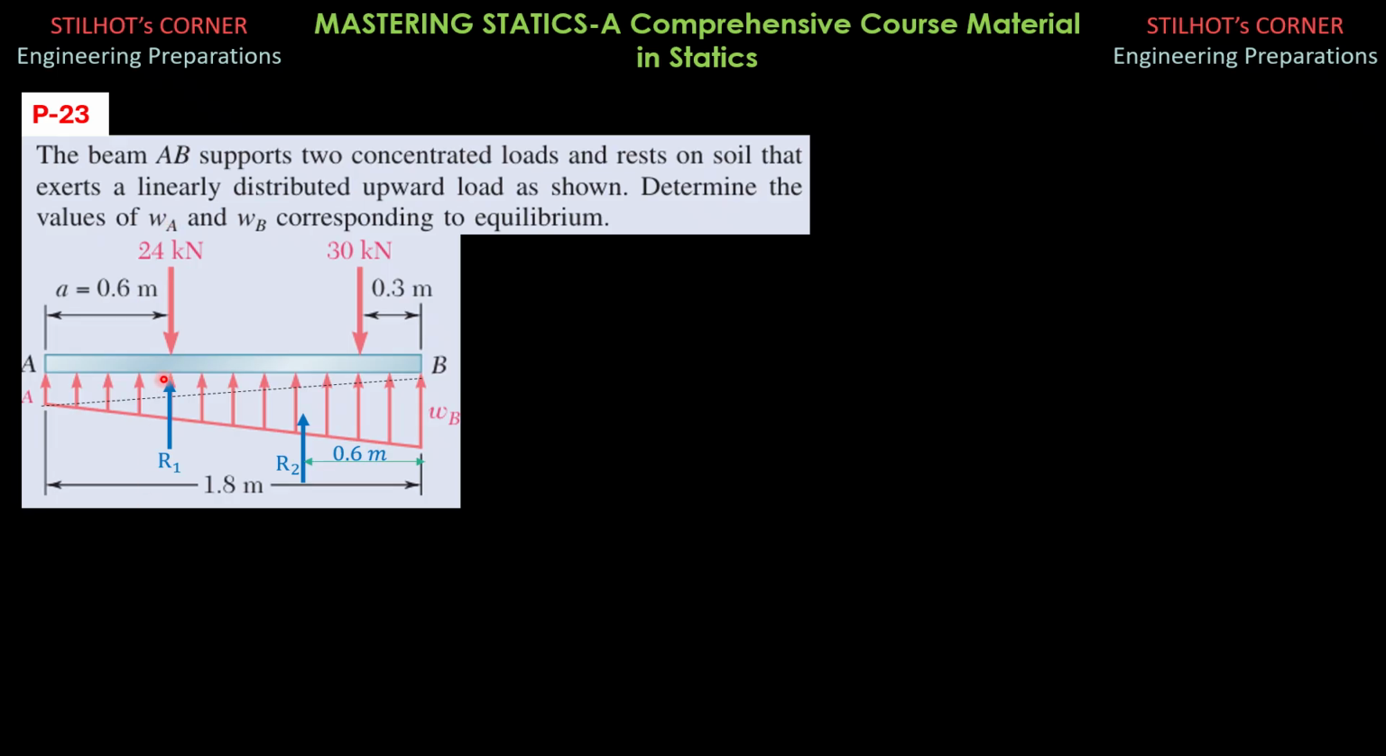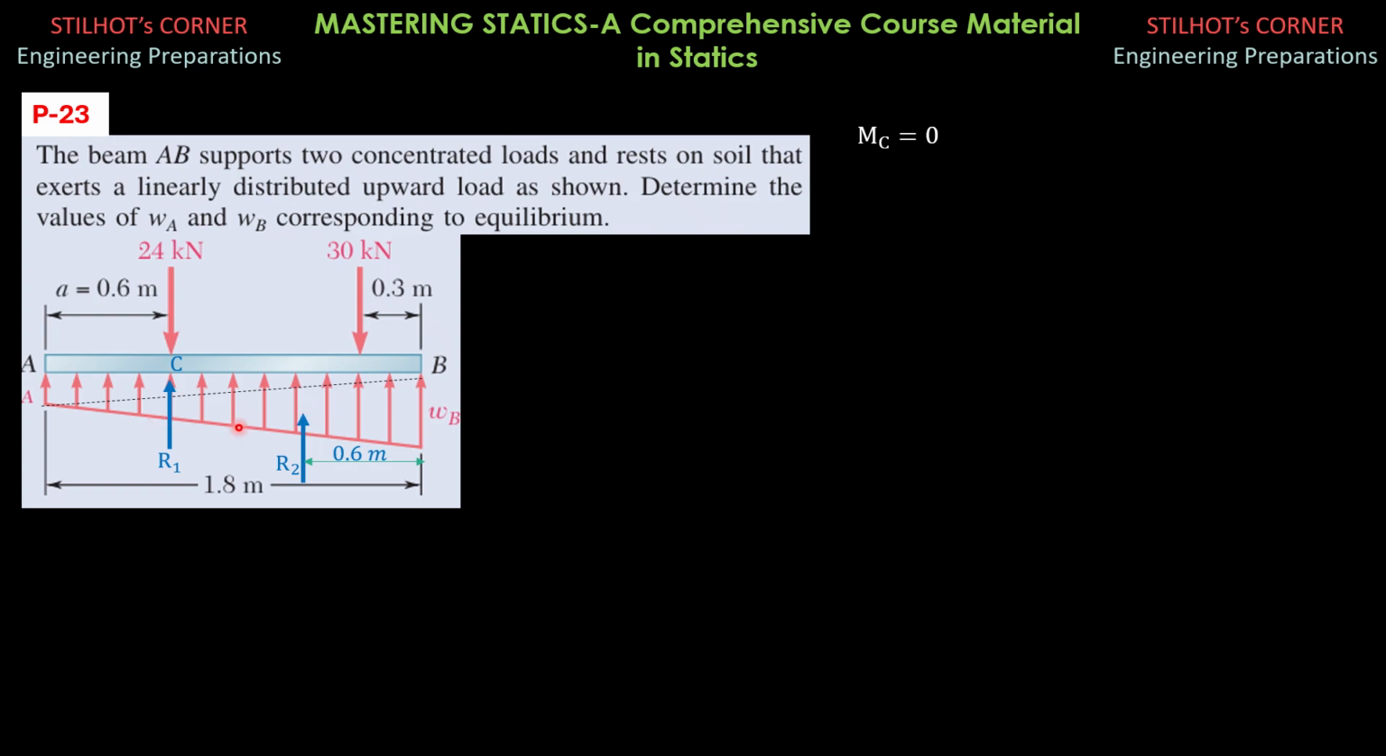So it's better if we mark this as point C and we sum up moments about C to solve for R2 directly. So that is C, and our working equation is the sum of moments about C equals 0, counterclockwise positive. So we have R2 times this moment arm.